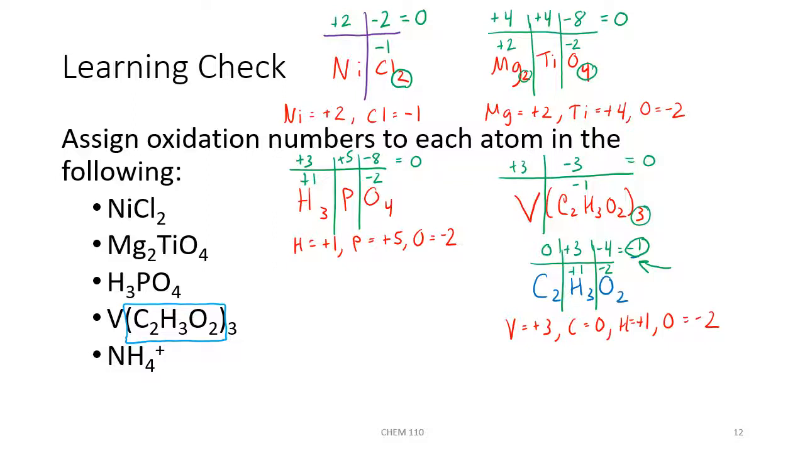Our last example is the ammonium ion, NH4+. If we break this apart, hydrogen in a compound has an oxidation number of +1. There's 4 hydrogens, so +4 total. The sum of our oxidation numbers in this case has to add to the charge on our ion. It's not neutral, so it'll add to +1. Our nitrogen, therefore, must be -3. So our oxidation numbers will be nitrogen is -3, hydrogen is +1 in the ammonium ion.